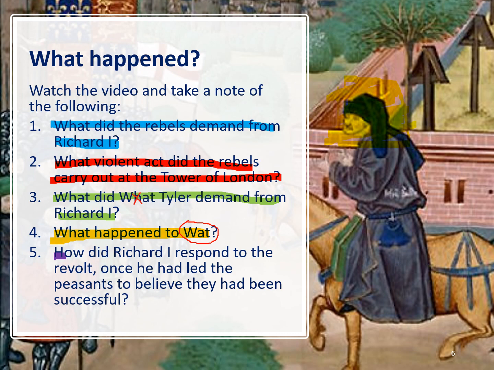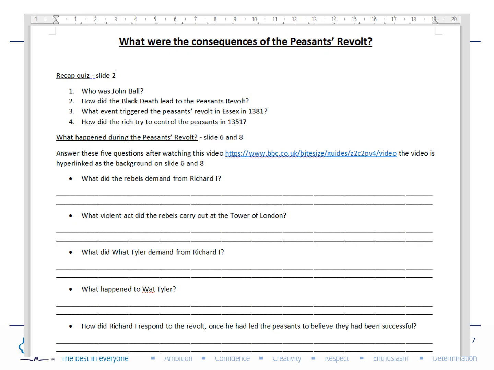Well, what I want you to do now, Year 7, is pause me here. I want you to go and watch that video. You can either find it hyperlinked in the PowerPoint on the background, or if you're working on a worksheet, it is here. So pause me now and go and watch that video and then answer our 5 questions. 1, 2, 3, 4, 5.